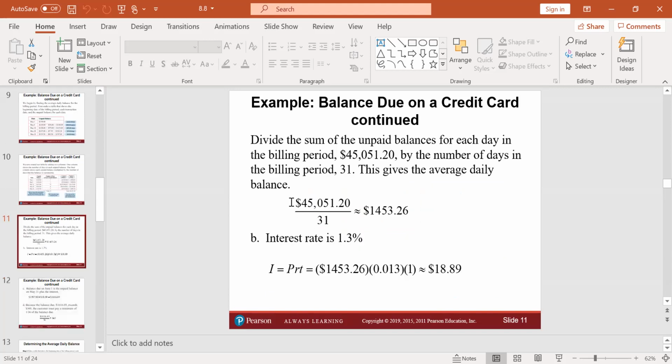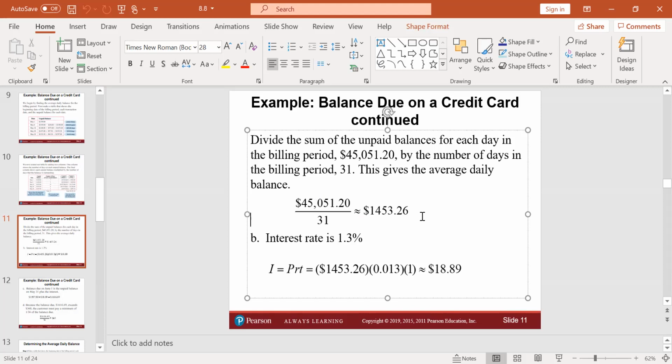What we then do is we take that $45,051.20 and we divide it by the 31 days of the month. And so on average, our balance at the end of each day was $1,453.26. They use that average daily balance to calculate the interest that you owe for the month. So it's a little weird.